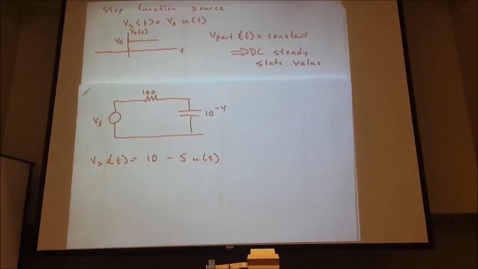So there's an initial condition. As I look at this, though, what's the DC steady state value? What is the DC steady state value? As t goes to infinity, what's the voltage across the capacitor?